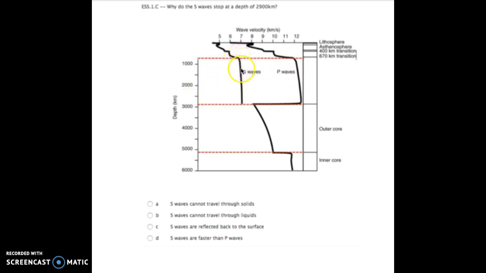If you continue to follow the S wave's path, all of a sudden it hits here and it just disappears. This is one way that we know that the outer core is made up of a liquid. Scientists knew that there was a different material making it up because all of a sudden this wave just disappeared. It couldn't travel through it. So in this case, where it says, why did the S waves stop at a depth of 2,900 kilometers, it's simply that S waves cannot travel through liquids.